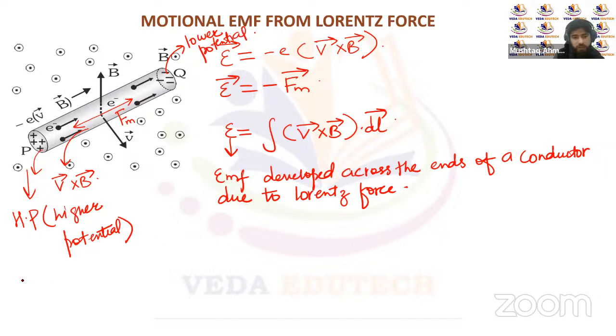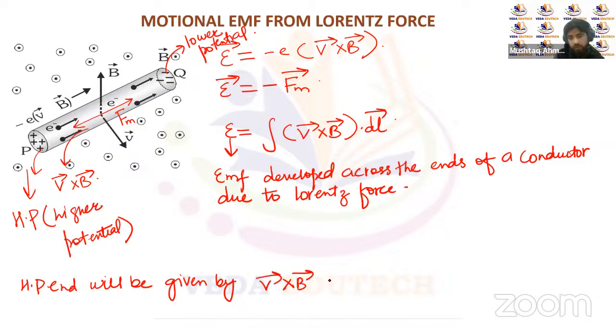Or we can say the higher potential end will be given by the V cross B vector, right? The V cross B vector will give us information about which end is going to be the higher potential end and which end will be the lower potential end for a conductor which is moving in presence of an external magnetic field, right? So the integral of V cross B dot dl will be the EMF developed across this conductor, right?